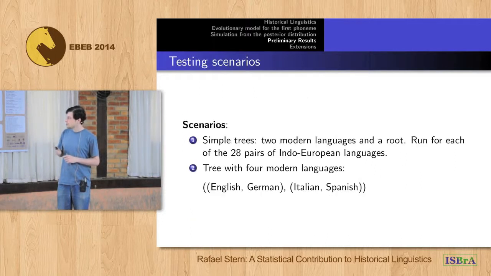And to test the model, we considered these two scenarios. First, we considered some simple trees in which, for each one of the 28 pairs, we constructed a simple tree which only had a root connecting these two languages, and we used this to find how related these different languages are. And we also constructed this simple tree with 4 languages to find the sound changes.